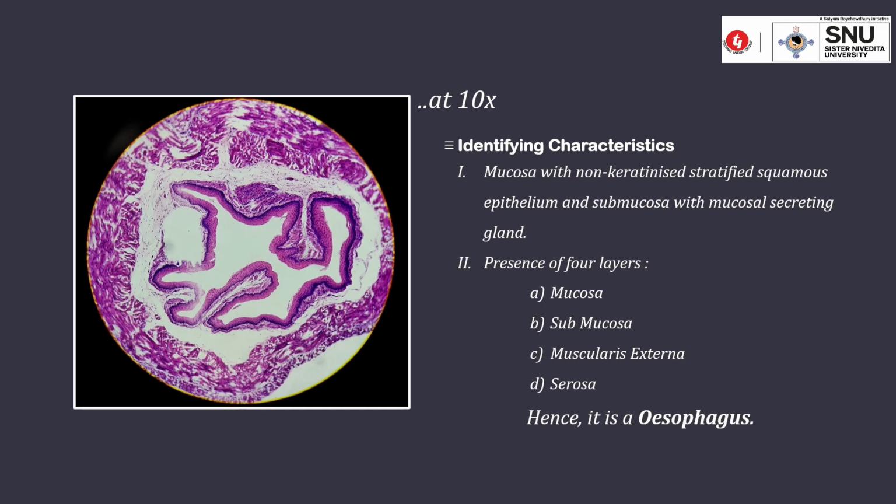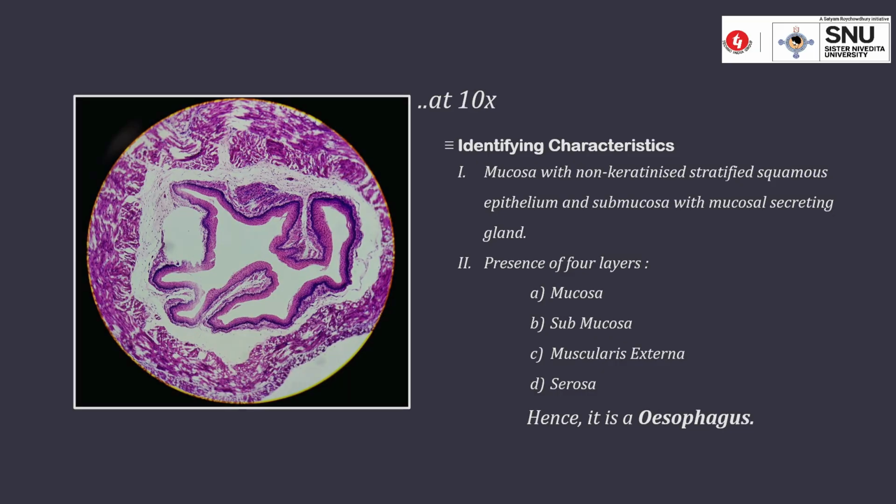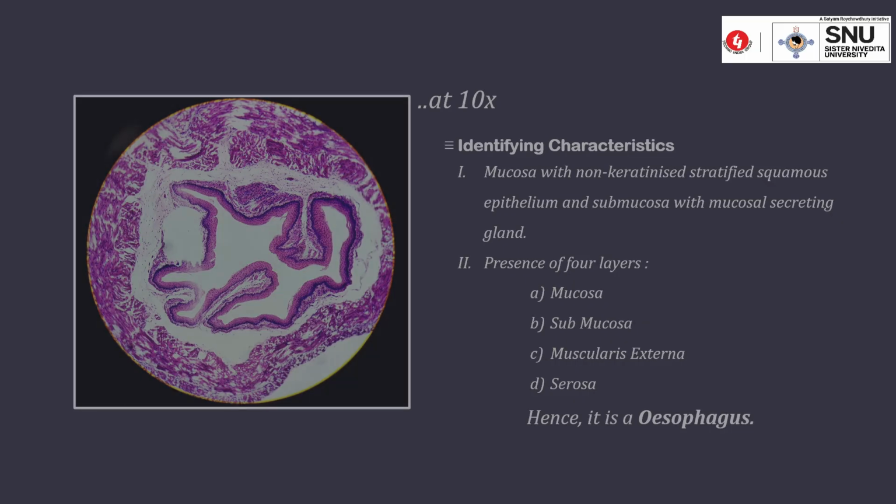Now, let's shift our focus to the digestive organs. This slide is also being observed under 10x magnification. In this slide, we can see a mucosa lined with non-keratinized stratified squamous epithelium and a submucosa containing mucus secreting glands. The wall is composed of 4 layers: mucosa, submucosa, muscularis externa, and serosa. Based on these identifying features, the specimen is identified as the esophagus.